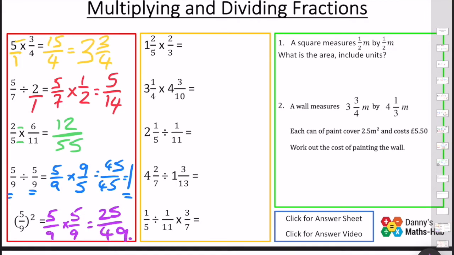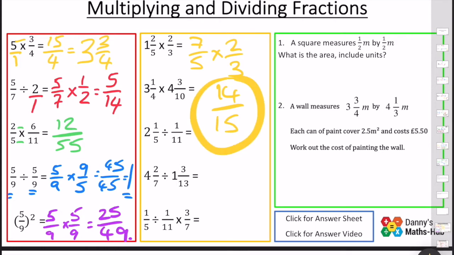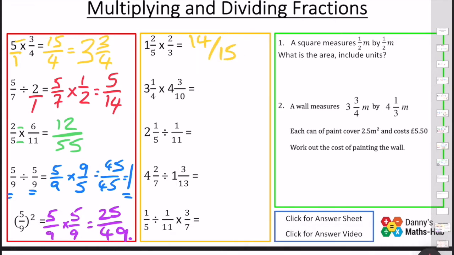Let's now look at 1 and 2/5 times 2/3. Remember, if you're dealing with a mixed number, your first step should always be turn it into an improper fraction. So let's do it. 1 times 5 is 5, add 2 is 7 over 5 times 2 over 3. We can then complete this as normal. 7 times 2 is 14, 5 times 3 is 15, so 14 over 15 is our final answer for number 1.